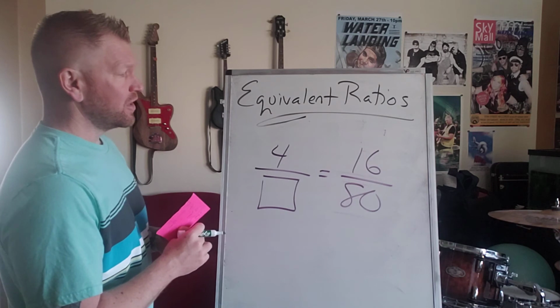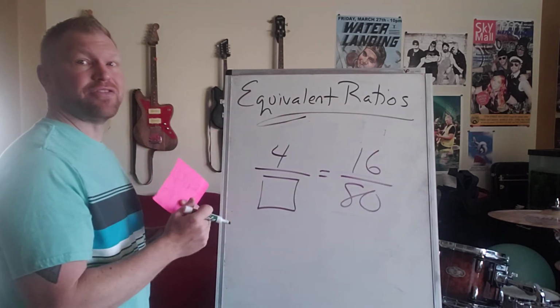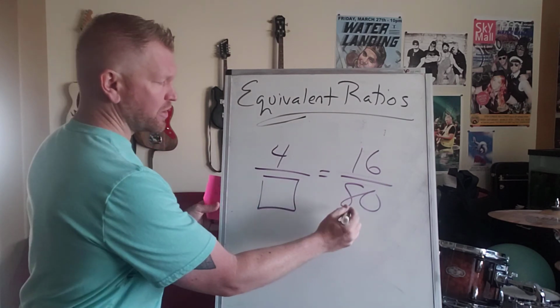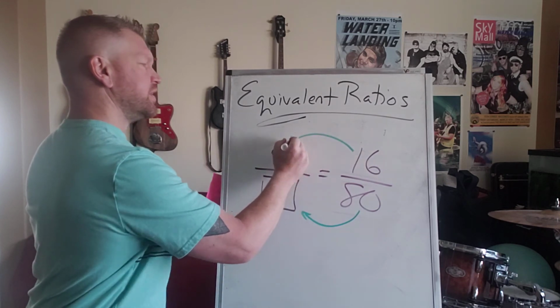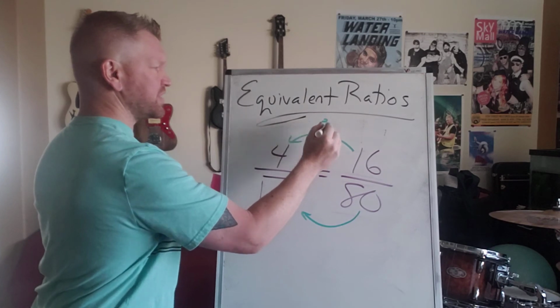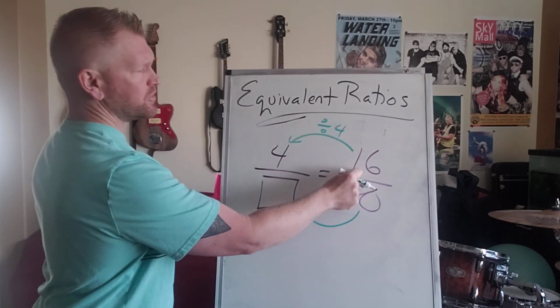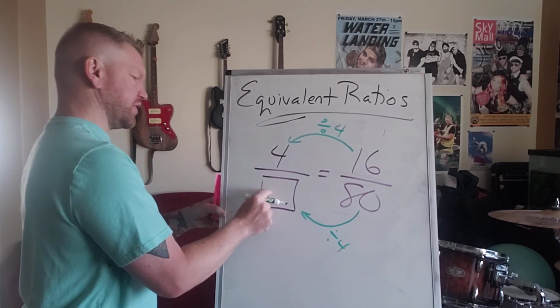Okay, in this case, are we going to go from left to right with our arrows or from right to left? So since the blank is on this side, we want to go from right to left with the arrows. So if we want to get from 16 to 4, we need to divide 16. What do we divide 16 by that would make it equal 4? 4. 16 divided by 4 is 4, so 80 divided by 4 will be the answer.